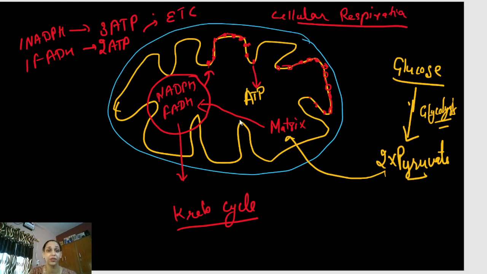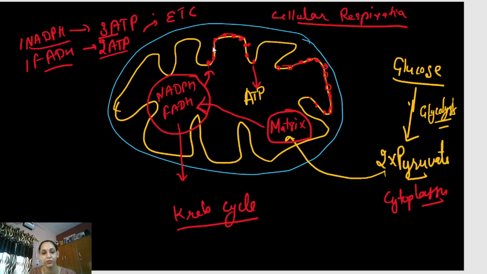Now remember some important points. NADPH makes 3 ATP. FADH makes 2 ATP. Glucose to pyruvate, the reaction takes place in the cytoplasm. Then pyruvate is converted into NADPH and FADH in the matrix of the mitochondria. This is the Krebs cycle. Then NADH forms ATP in the inner membrane by the electron transport chain. So these are the points you should remember.